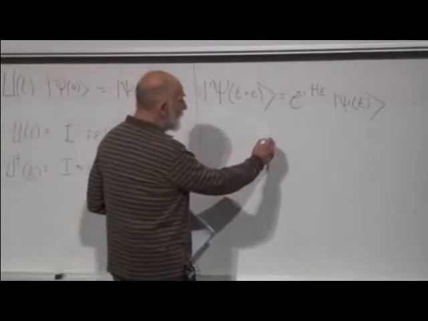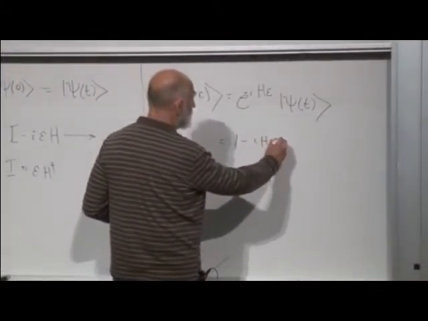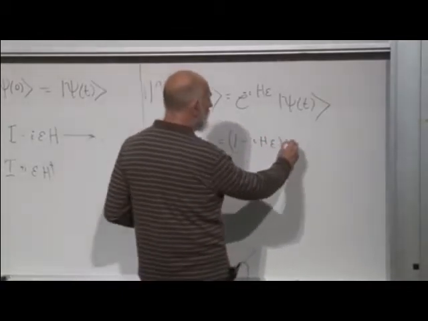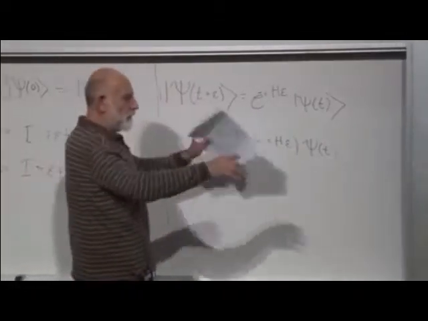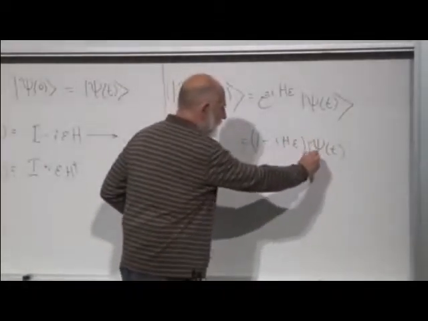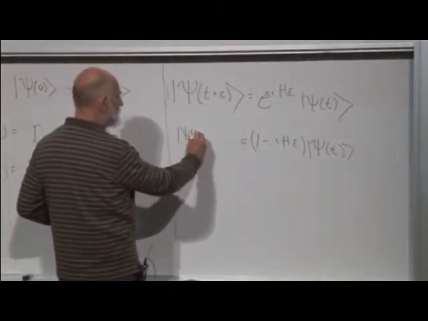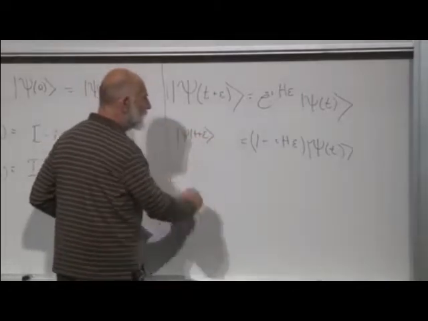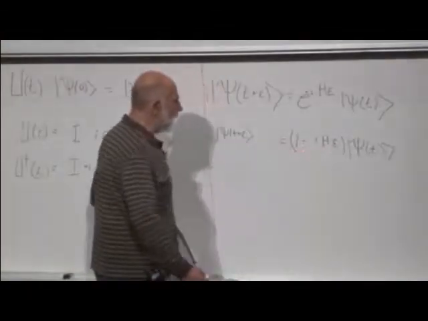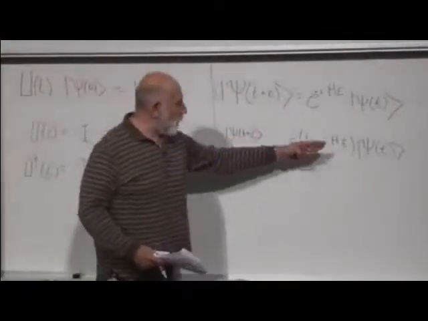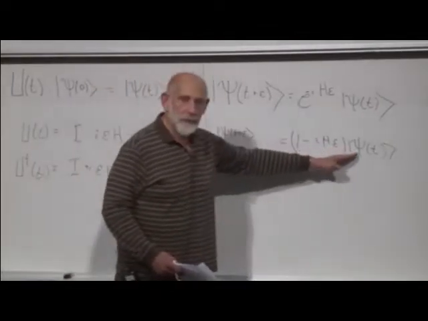But now let's write that out as 1 minus iH epsilon times psi of t. And this one here is psi of t plus epsilon. Now let's multiply out. 1 times psi of t is psi of t, but let's take that over to the left-hand side. That'll give us psi of t plus epsilon minus psi of t.